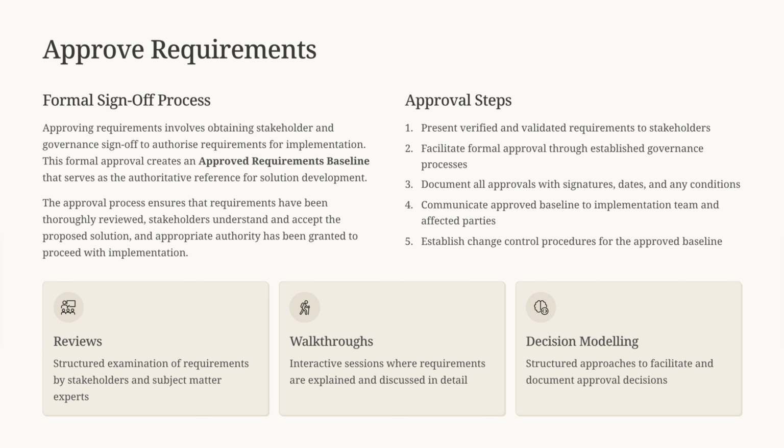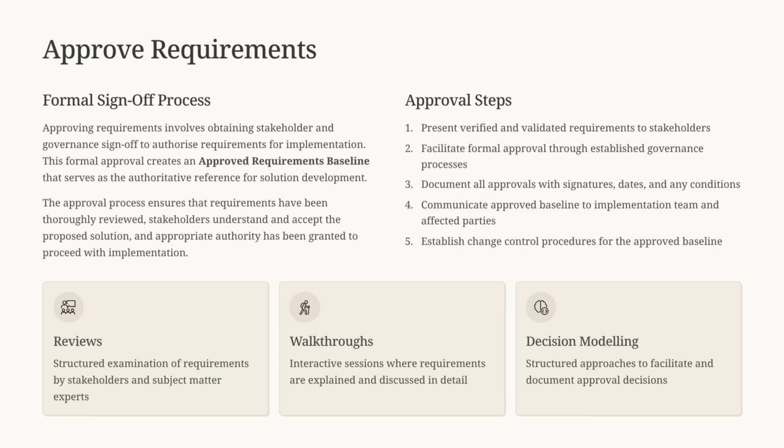The final step before implementation is approval. This is not just a signature exercise, it's about accountability and shared understanding. When stakeholders formally approve requirements, we create an approved requirements baseline, the official reference point for all design, testing, and delivery work. This process involves presenting verified requirements, facilitating governance reviews, and documenting every sign-off.